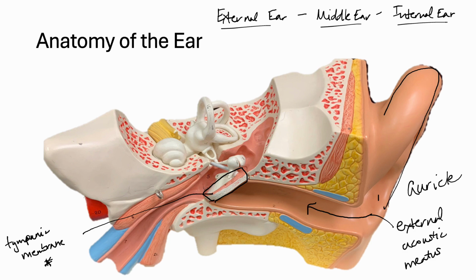Now I'm going to move to a fresh slide so we can look at some of our middle ear structures. But before I do that, I just want to point out that this tympanic membrane then is connected directly to 3 small bones of the middle ear. So in the next slide, we'll talk about these 3 small bones of the middle ear.